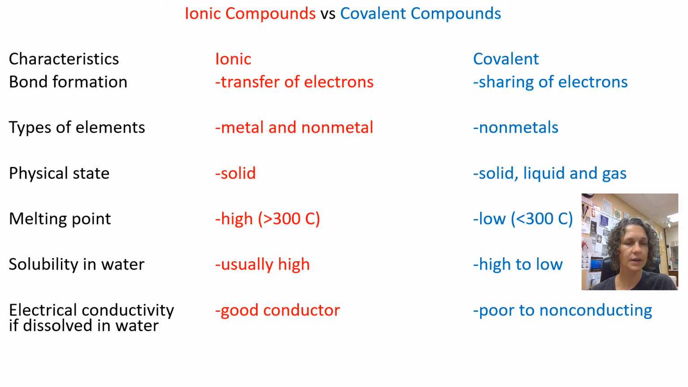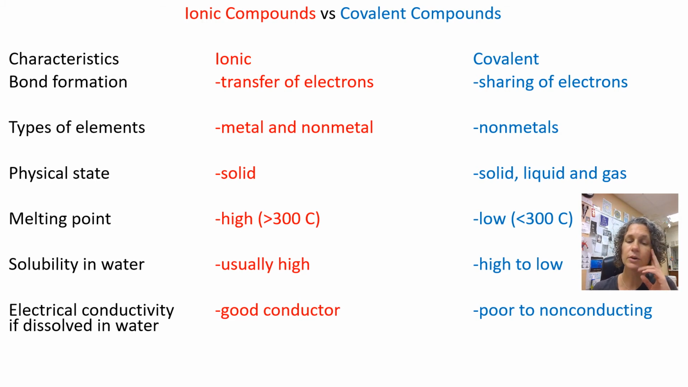And then electrical conductivity, if you dissolve these in water. Ionics are good conductors in water. Covalents are either very poor, where a very small, weak current can be carried, or none at all.